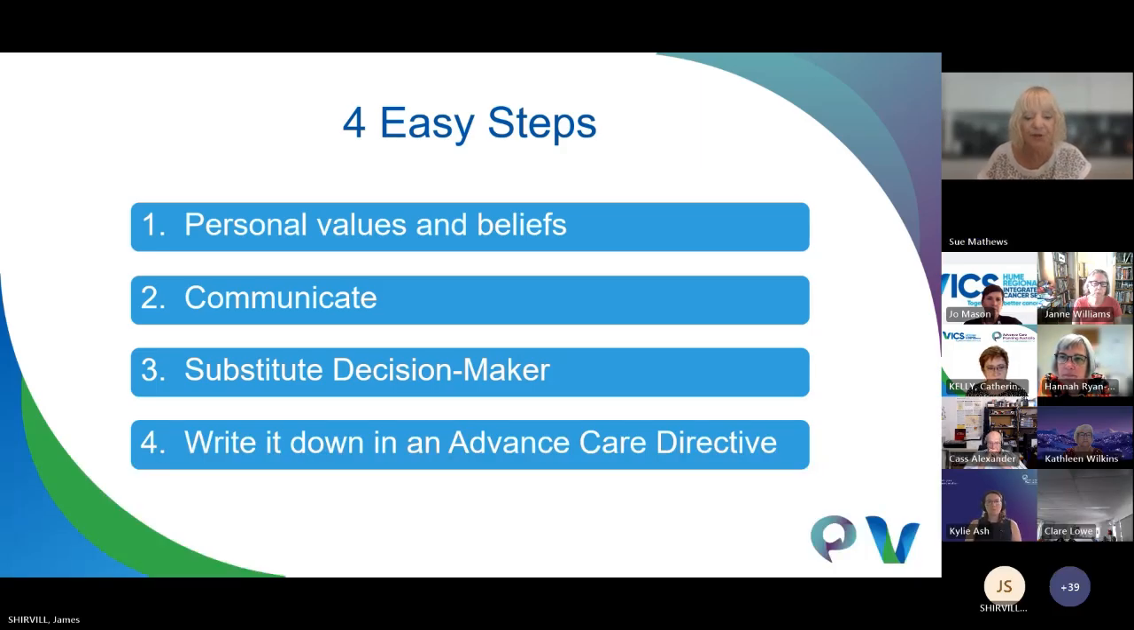Step 3, choosing a substitute decision maker, or as it's known in Victoria, a medical treatment decision maker. This is the person who knows and understands what's important to you and is willing to advocate on your behalf. If you're unable to communicate your wishes yourself, this is the person you need to have the most important conversations with. Catherine will speak shortly about choosing your medical treatment decision maker. And finally, the fourth step is about writing it down into an advanced care directive, and Kylie will speak more about that later on.